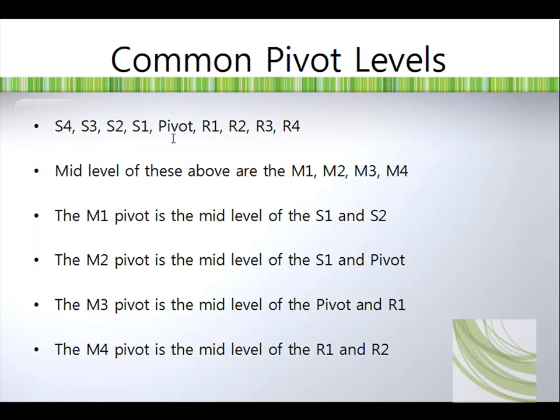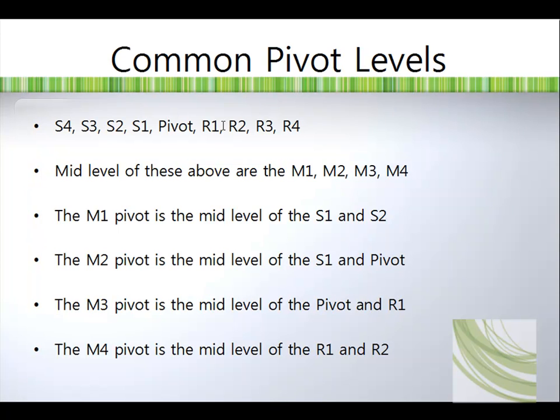Between the pivot and S1 is the M2. The M2 pivot is the mid level of S1 and the pivot. Between S1 and S2, we have the M1. So you can see here, between S1 and S2 we have M1, between S1 and the pivot we have M2, between the pivot and R1 we have M3, and between R1 and R2 we have M4. This is what we are going to use today in this M pivots trading system.